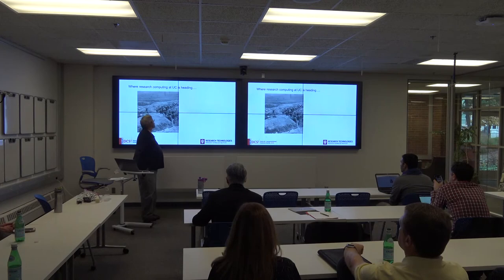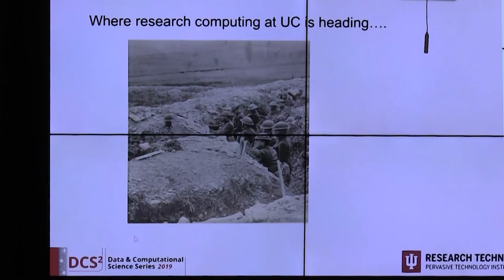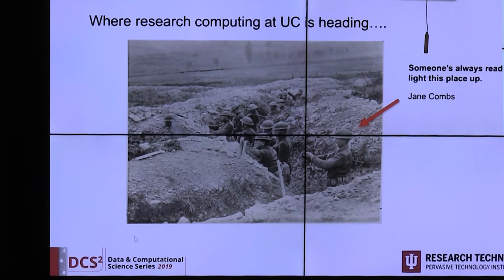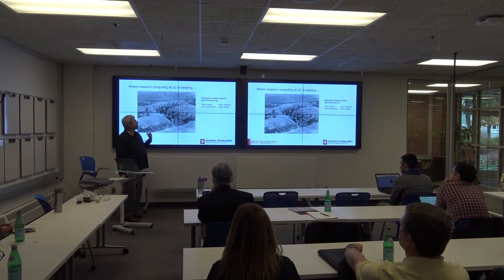So the view from the trenches here at UC, I have to point to Jane Combs. If you can't see it, somebody's getting ready to pull a pin on a hand grenade and light this place up. Okay, so that's Jane. Too bad she couldn't be here to see this one. And other people that I've been working with: Amy, who stepped out, Larry Shurtman, I think a lot of people know Larry, and Adam Steele from the UCIT group. He's assistant admin over there and has been giving us a great deal of help.